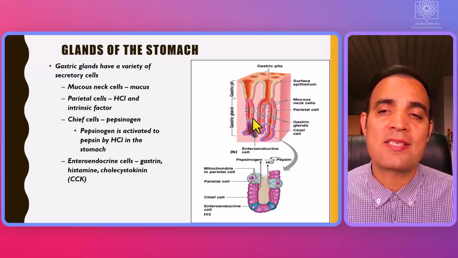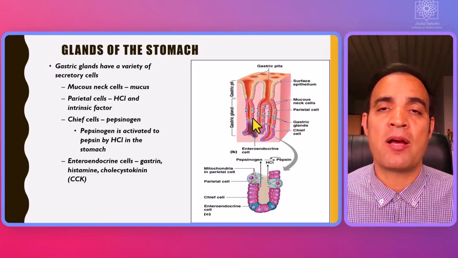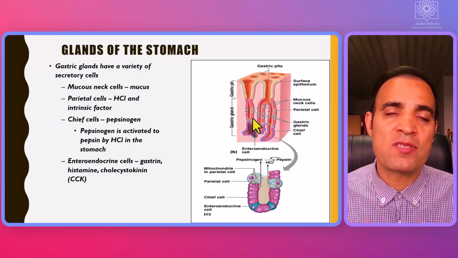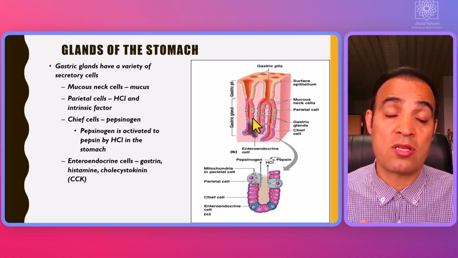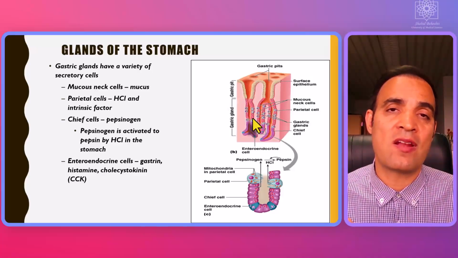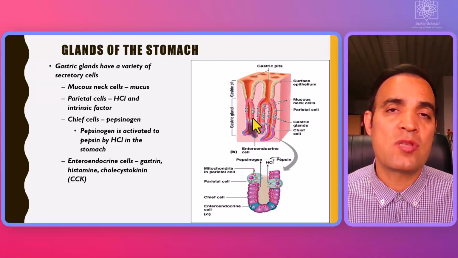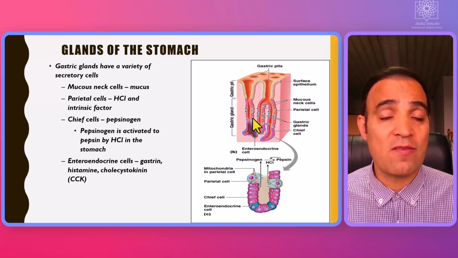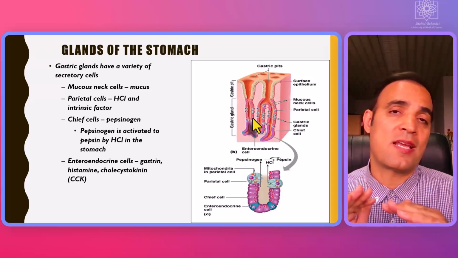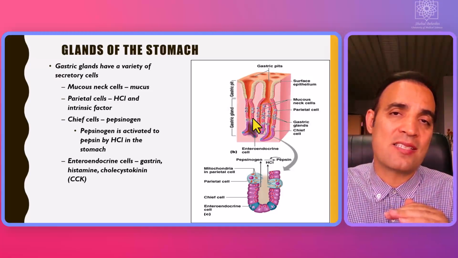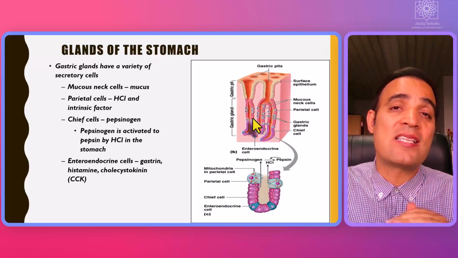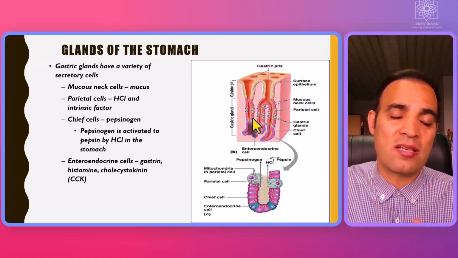The mucous neck cells, as the name implies, are responsible for secretion of different levels of mucus. This mucus contains a high level of bicarbonate. Therefore, it protects these glands against the acid concentration and acid that is available just in the lumen.